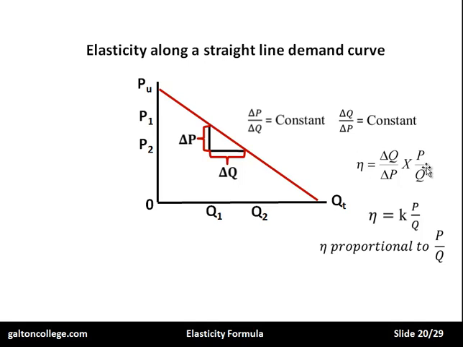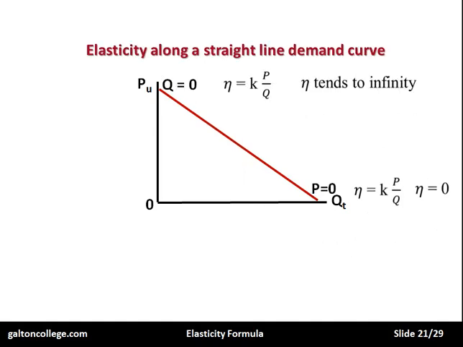Now here's our formula. So we know that delta Q divided by delta P is a constant. So we can just write it as K, K for constant. And if that's a constant, that means that the elasticity is proportional to the price-quantity ratio. So elasticity depends on the price-quantity ratio. Well, I suppose the first question is, how does that help us?